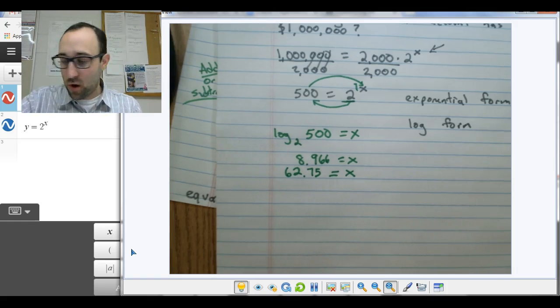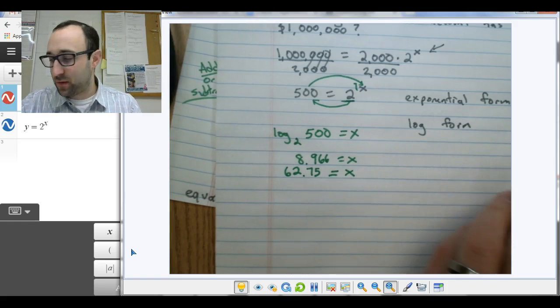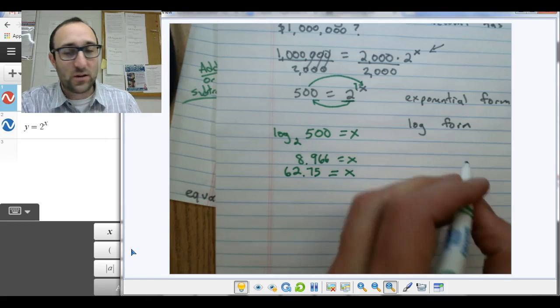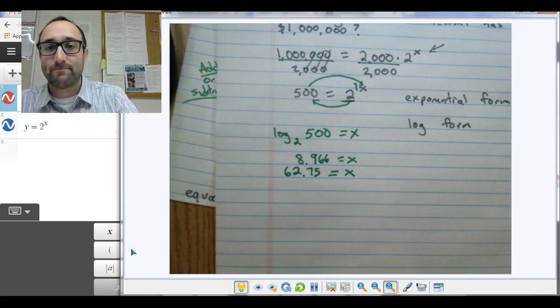Okay, so what we have is we know logs, we know exponents, and eventually we'll find out some stuff about e. All right, there you go.